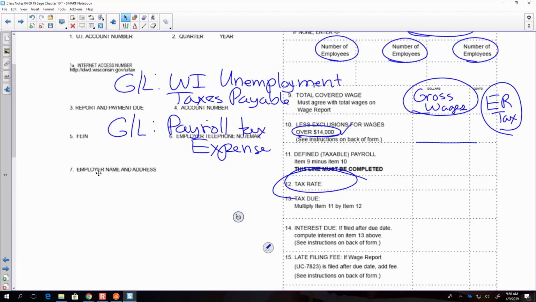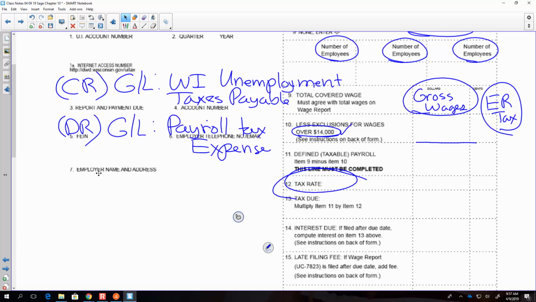So, when I issue a payroll to an employee, Sage will automatically debit the expense and credit the liability for every employee based on until what? Until they hit the 14,000 wage cap. Then it stops. That's how unemployment works.